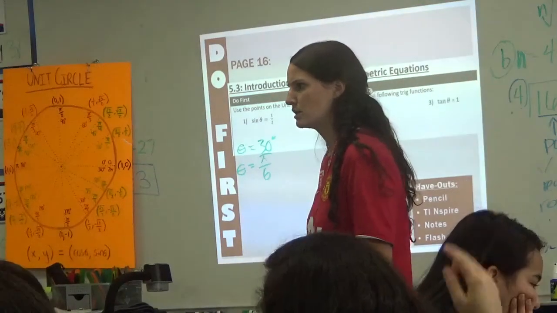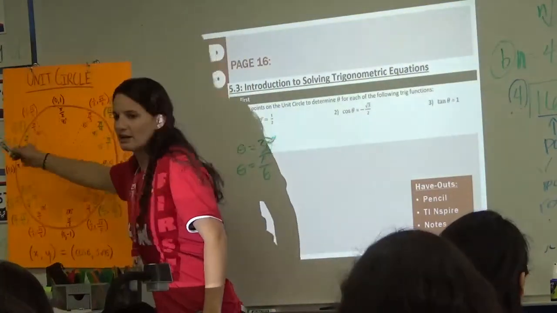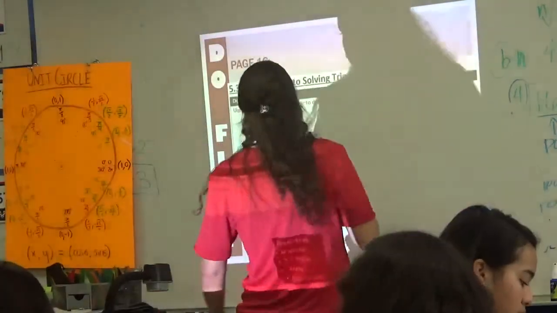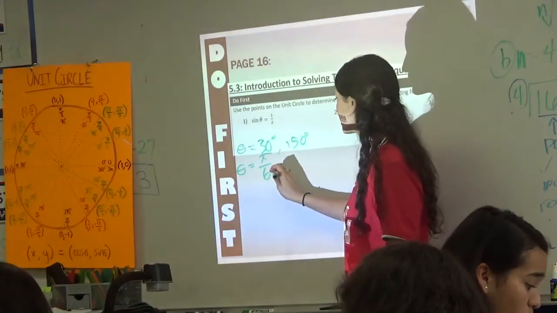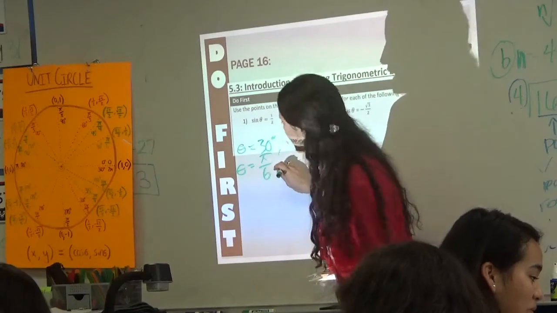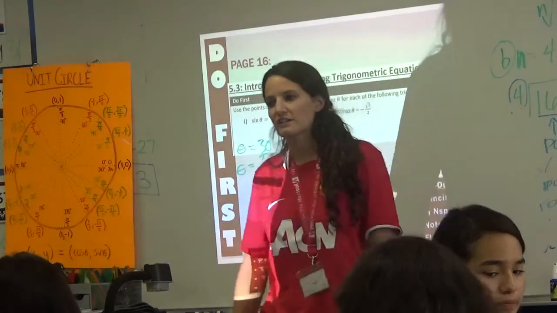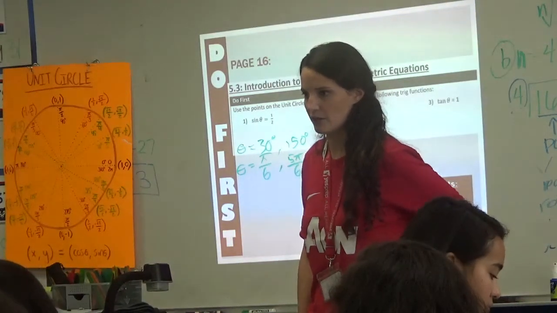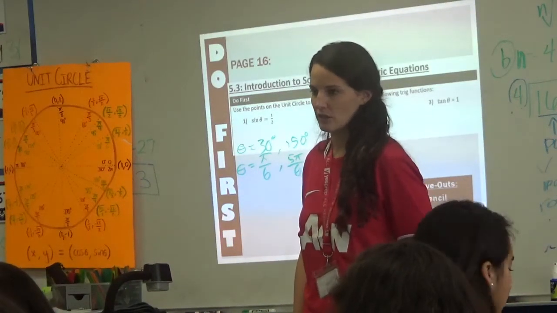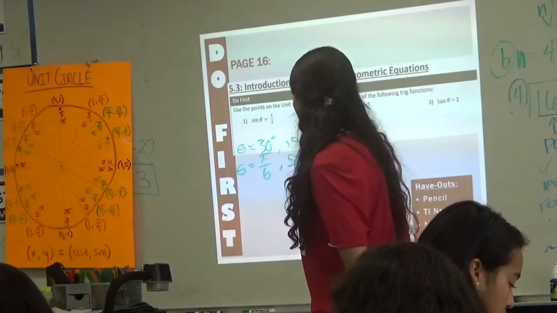Sadie? 150 degrees. Also, sine would be positive, and so that one is also going to work, and that would be 5 pi over 6. In the third and fourth quadrant, sine is going to be negative, and so you're not going to find any angles down there. So we have 2 answers for theta for that one. Okay? All right, next up.